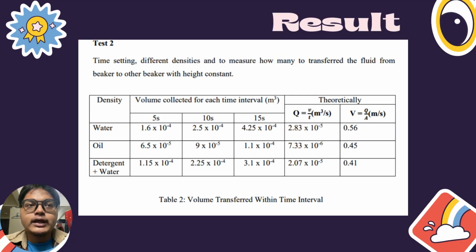So in experiment 2, or test 2, we will measure how much volume will be collected within 15 seconds for the three types of fluid, which are water, oil, and the mixture of detergent and water. For the water, we will get 425 milliliters, for oil we will get 110 milliliters, and finally for the mixture we will get 310 milliliters. From that we will calculate the flow rate and the velocity of the fluid flow.